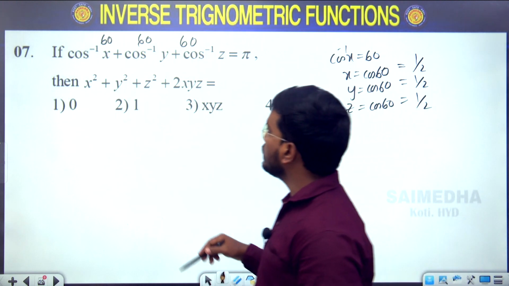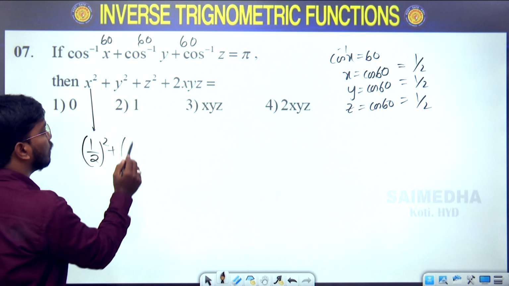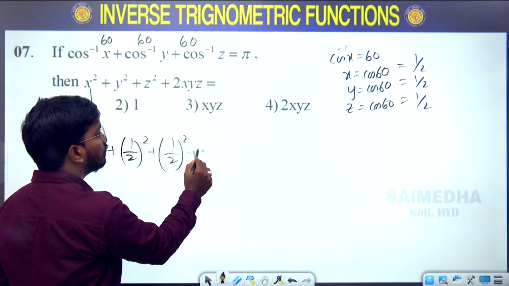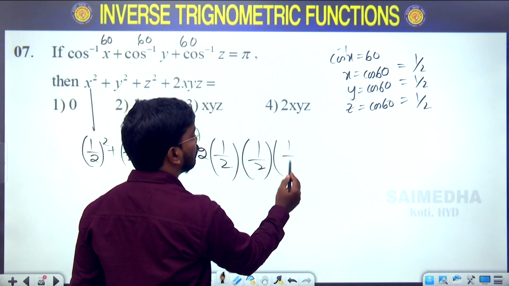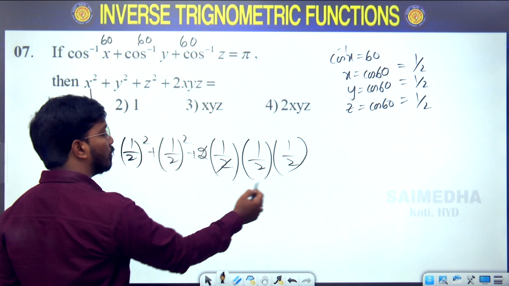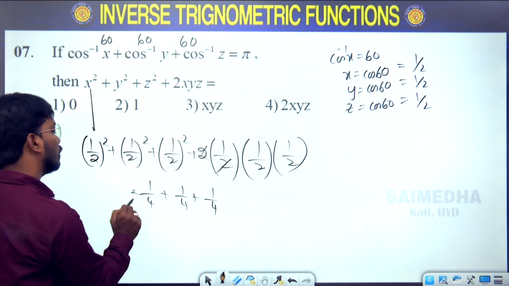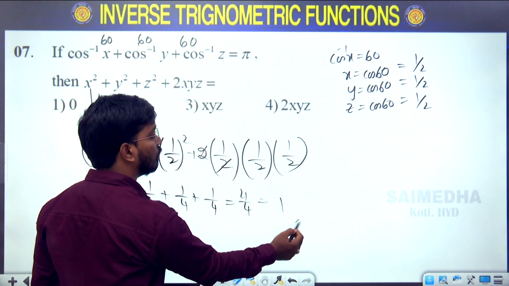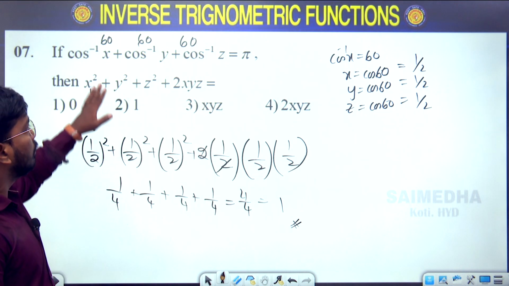So when we know the x, y, z values, substitution is going to become 1 by 2 whole square plus 1 by 2 whole square plus 1 by 2 whole square plus 2 times 1 by 2 into 1 by 2 into 1 by 2. But this 2 gets cancelled. 1 by 2 into 1 by 2, 1 by 4, 1 by 4, 1 by 4, 1 by 4. What is the answer? 4 by 4, which is 1.